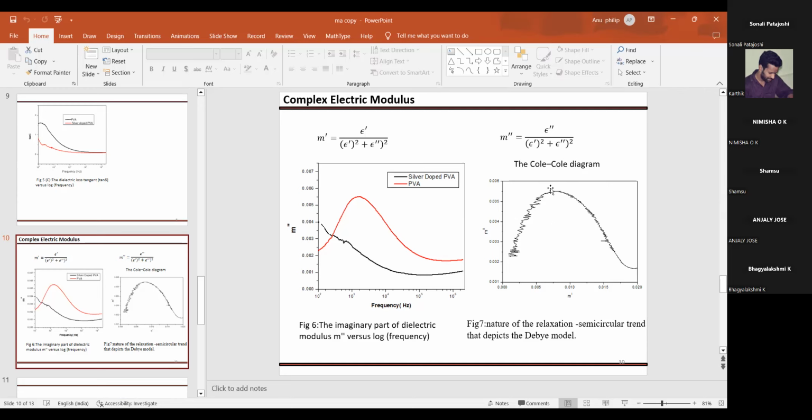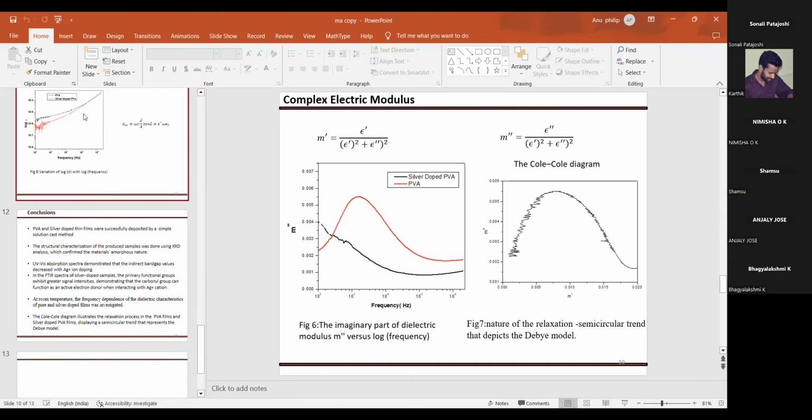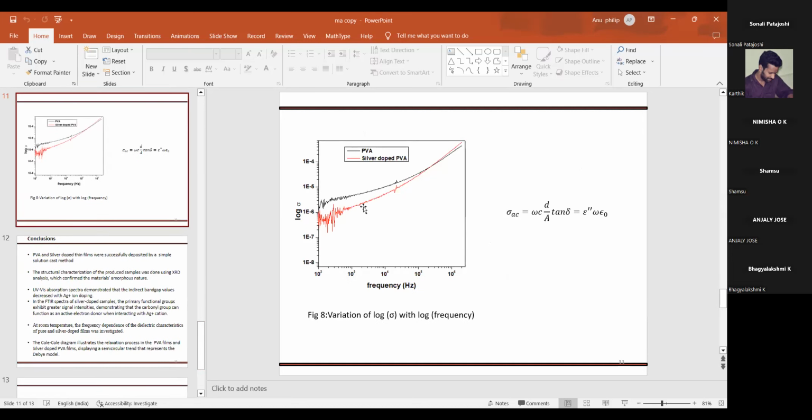Okay, so your conductivity value also shows that with silver doping your conductivity is decreased. Yeah, conductivity is decreasing in the low frequency region only. Low frequency region means towards the DC conductivity value you are getting a decreased value of conductivity. Is it against the normal?